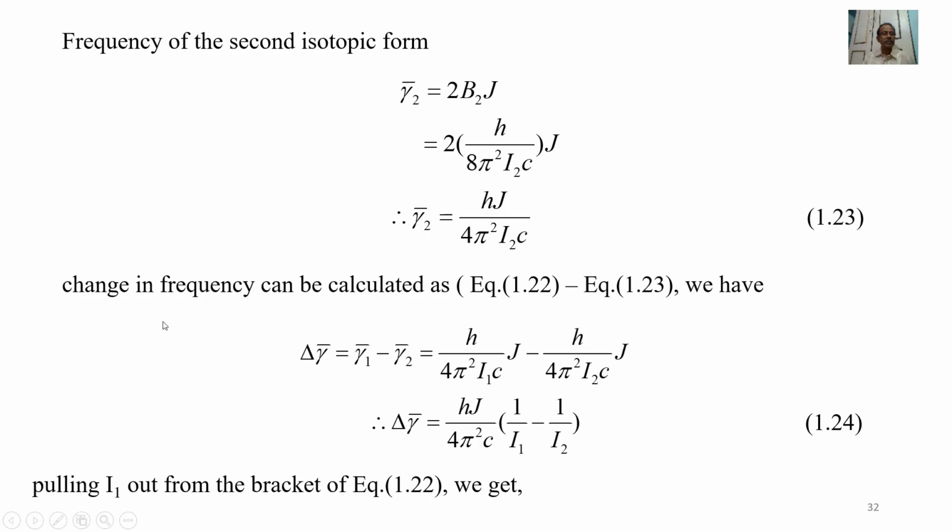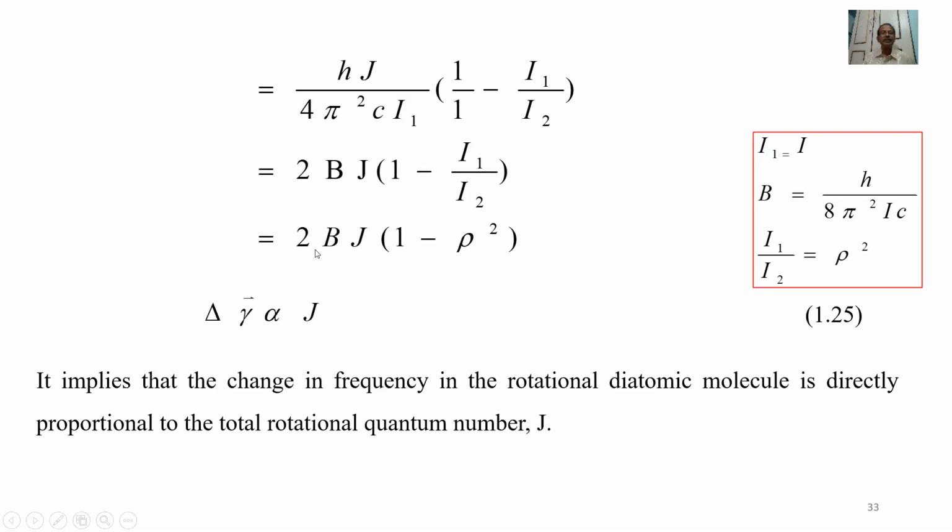So we can get the change in wave number, which can be calculated by equation 1.22 minus equation 1.23. We have delta nu bar, which is equal to hJ divided by 4 pi squared I1c minus hJ divided by 4 pi squared I2c. Taking the common terms out, we will have in brackets 1 by I1 minus 1 by I2. Now, pulling I1 out from the bracket of equation 1.22, we get this equation. So we have pulled I1 in the denominator out.